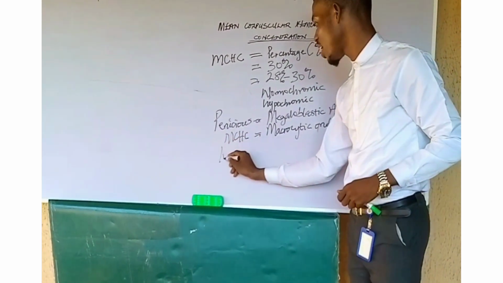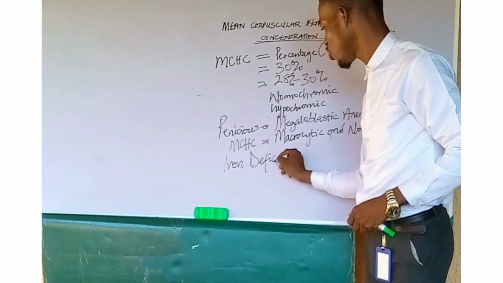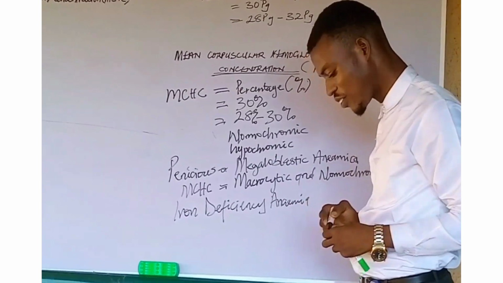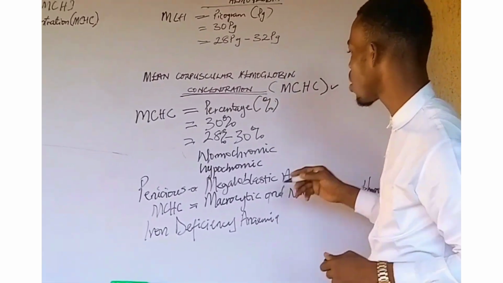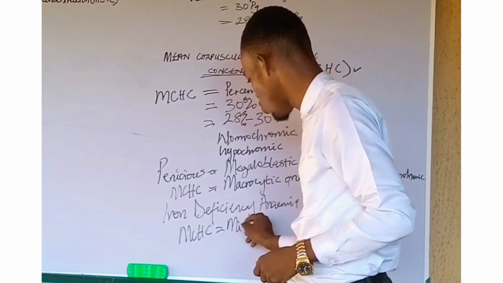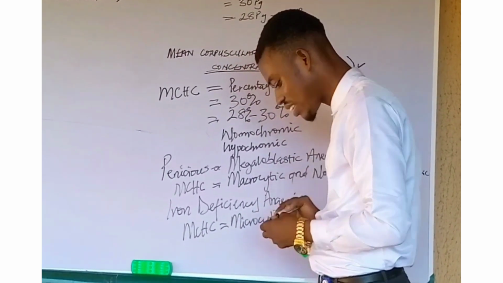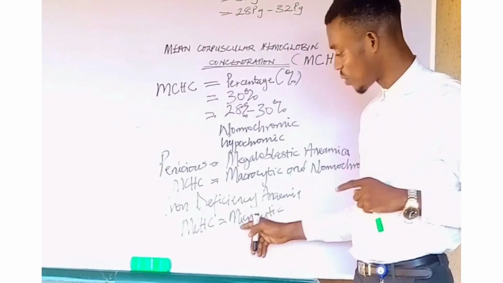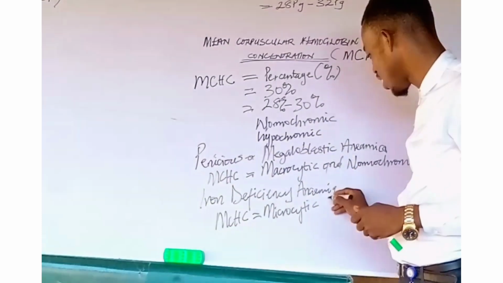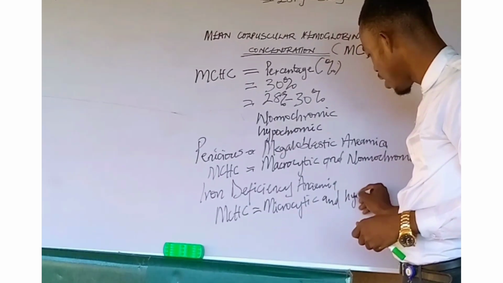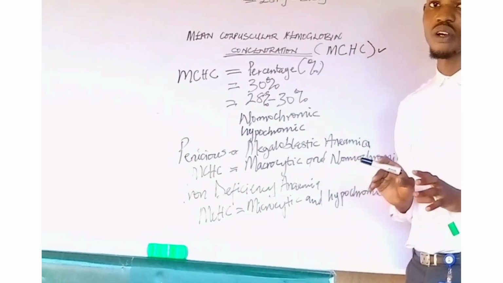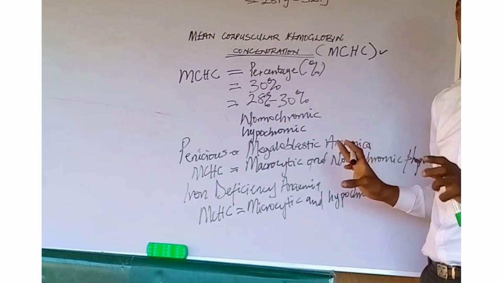Then in iron deficiency anemia, okay? Iron deficiency anemia. Now we say that the mean corpuscular hemoglobin concentration is microcytic as regards a decrease in our mean corpuscular volume. Okay, microcytic and hypochromic. Please, I don't want you to be confused in any way. I want you to note these parameters and how they are noted.